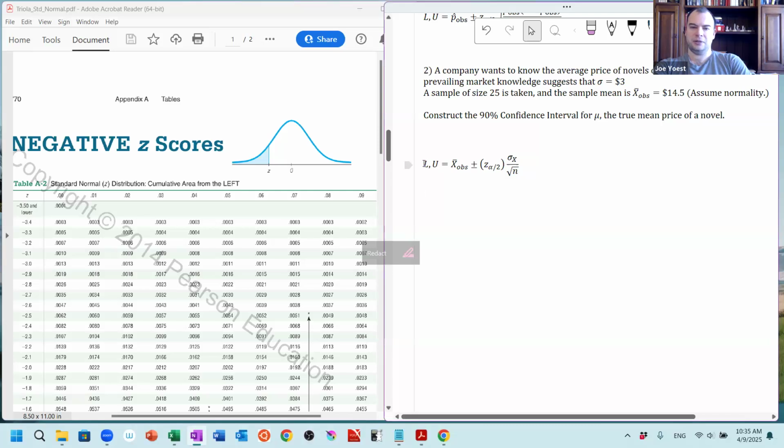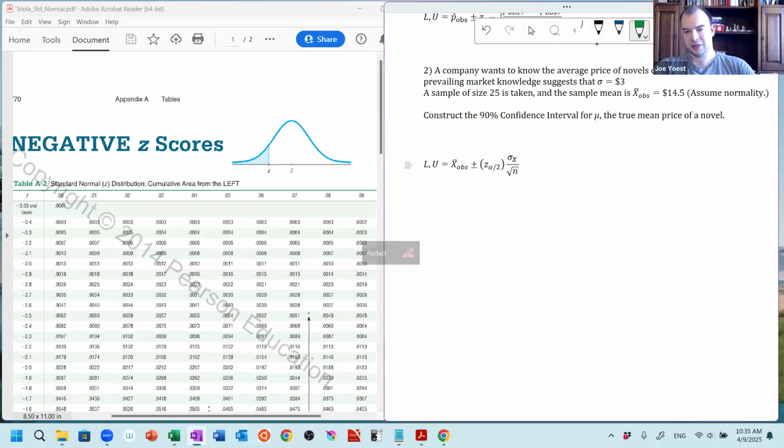All right, so we know that our lower and upper bounds look like X bar observed plus or minus our margin of error. So let's find our margin of error first. It's going to be a z number, we'll come back to that in a minute, times the standard deviation of the underlying population, sigma, that's $3, divided by root n, root 25.